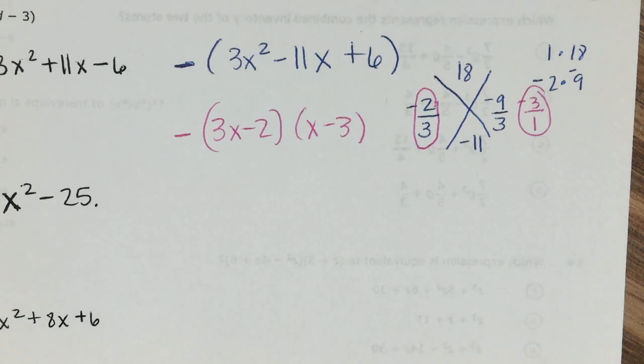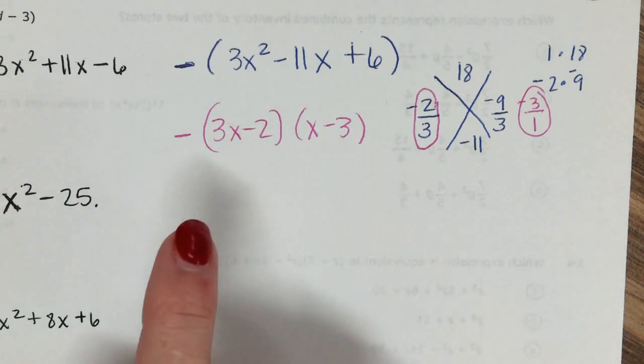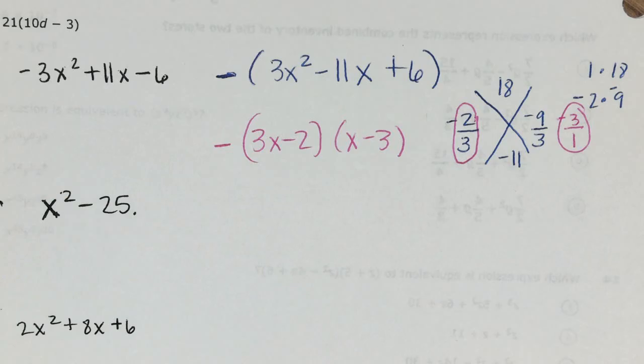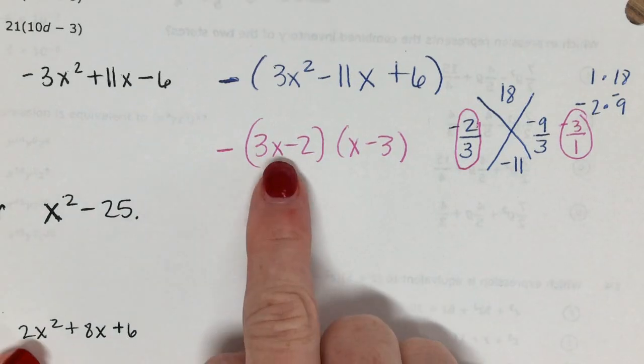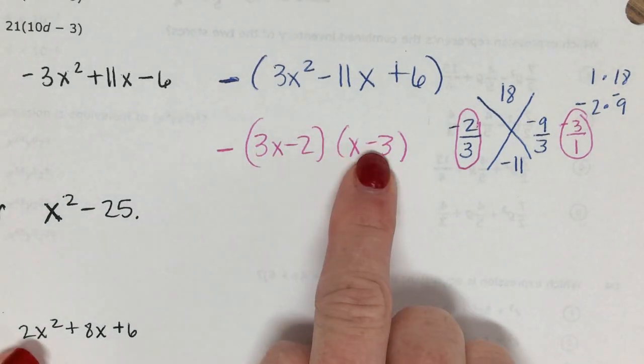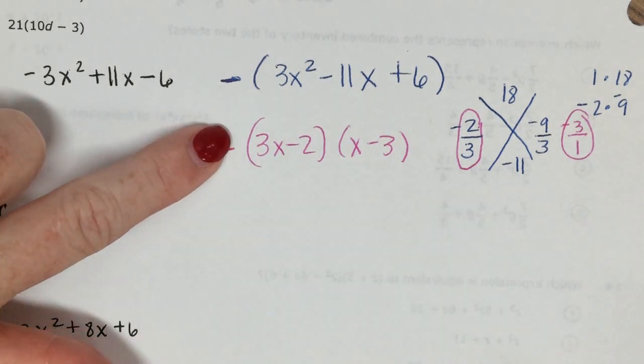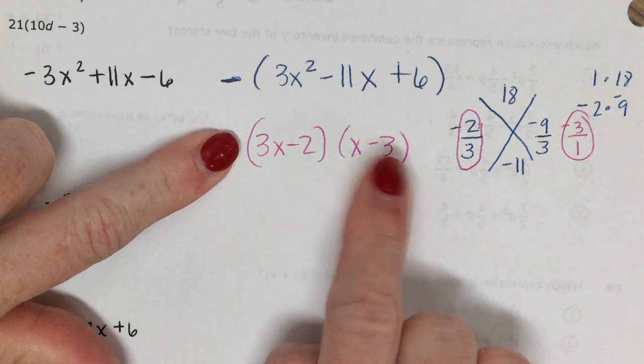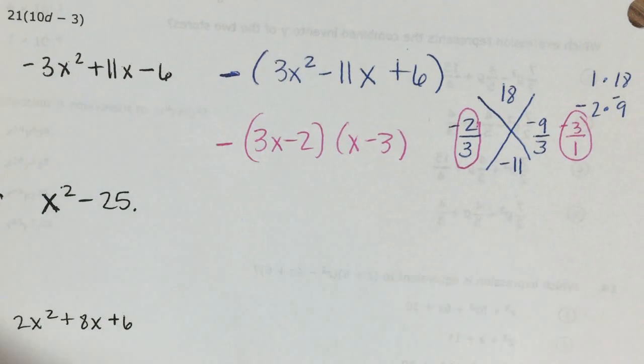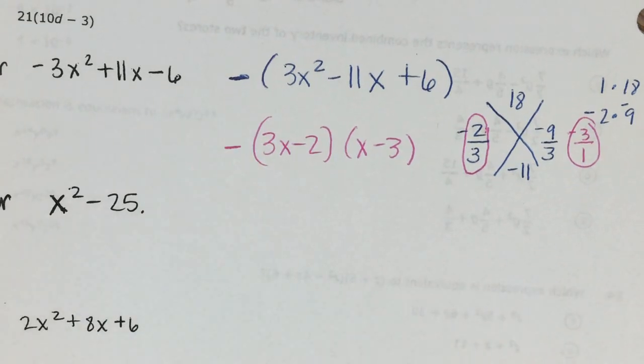Now, on the CBA tomorrow, I hope you're listening because this is important. The question's going to be multiple choice, and it's going to say which of the following is a factor. And it's either going to have this one or this one. It's not going to have both. So you don't even have to worry about the negative anymore, because it'll either be 3x minus 2 or x minus 3, because they already know that you factored out the negative. Make sense? Okay, you must factor out the negative. There's only one question on the CBA like that tomorrow.